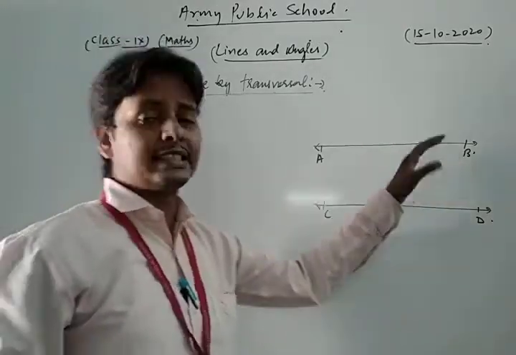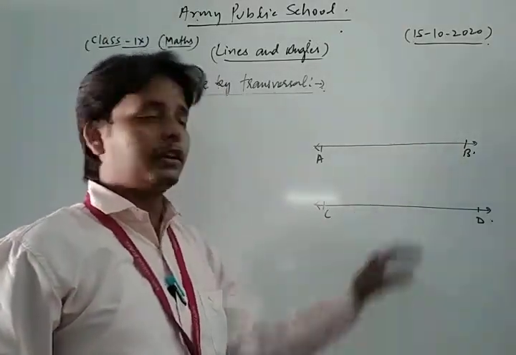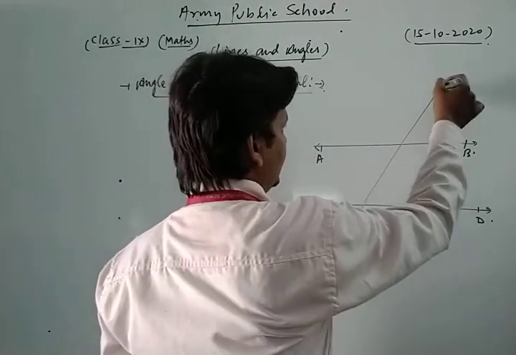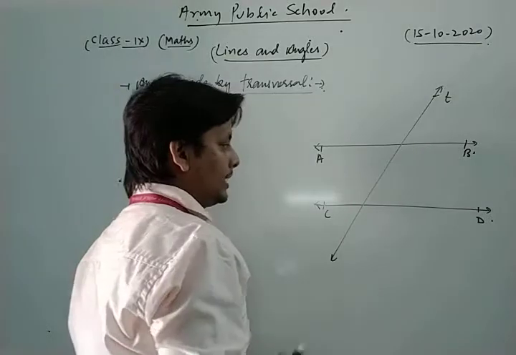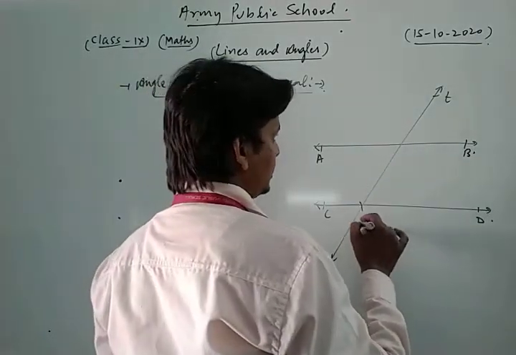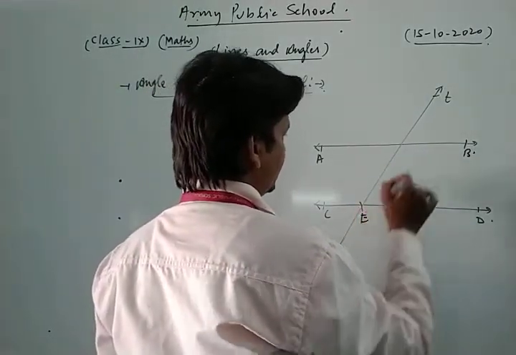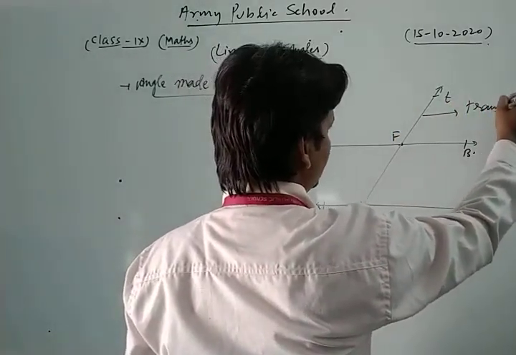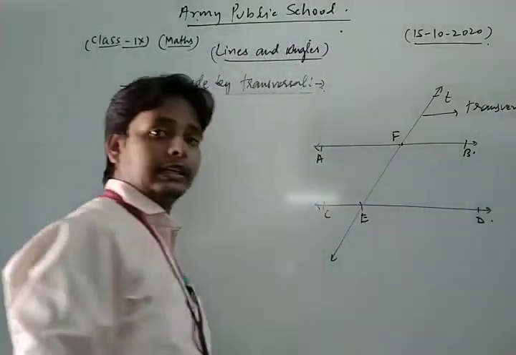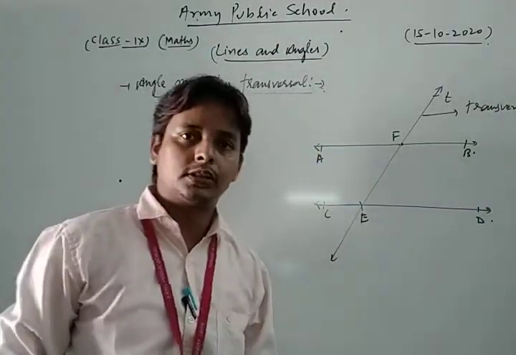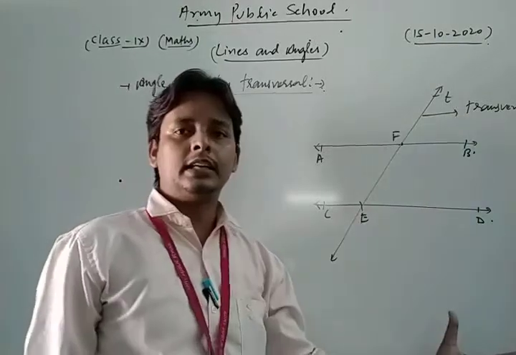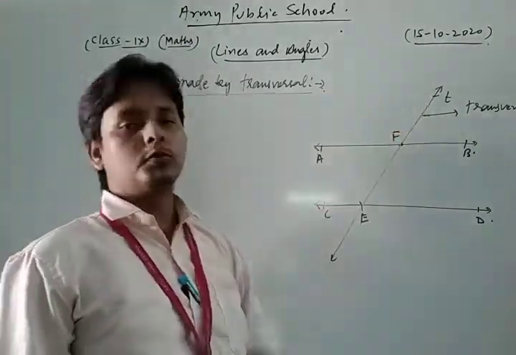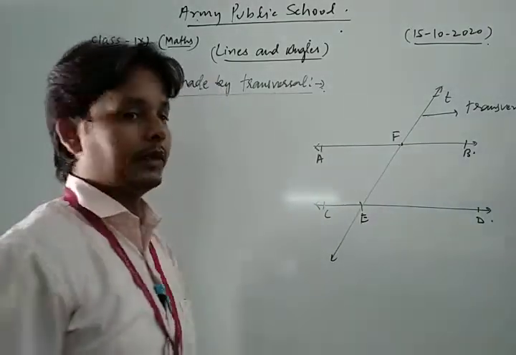Two lines AB and CD are parallel to each other. Then, suppose a third line T intersects these two lines at two distinct points, E and F, then that line is said to be a transversal. If two parallel lines are cut by a line in two distinct points, then that line is said to be a transversal. And the angles made by the transversal, let's see.